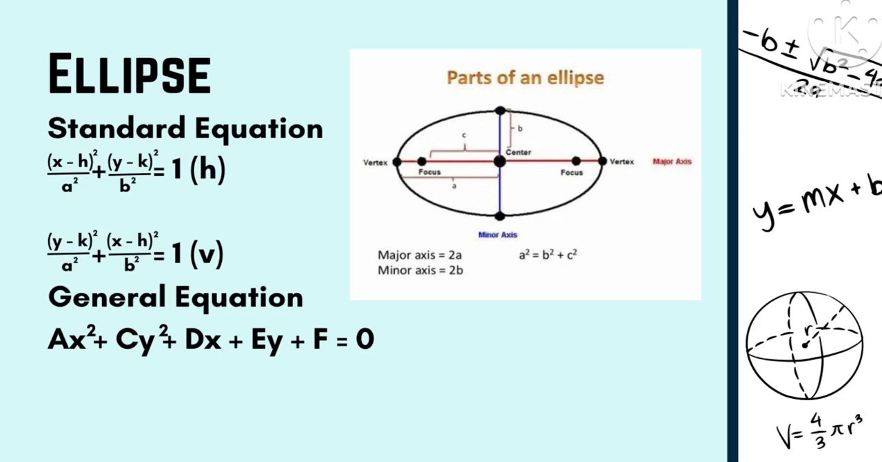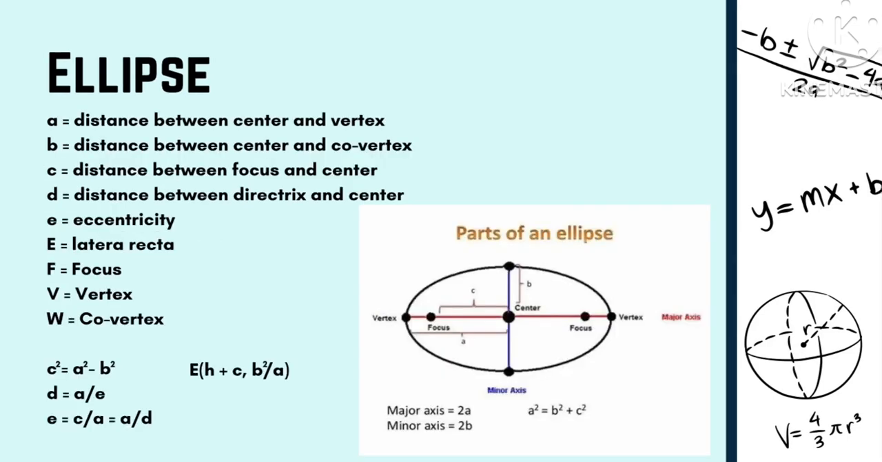An example of a horizontal ellipse is like the image presented. We can always determine if it is horizontal or vertical by seeing which partners which. If our a is located underneath x, then it is horizontal, and if it is located under y, then it is vertical. Now for our general equation, we have ax squared plus cy squared plus dx plus ey plus f is equal to 0.